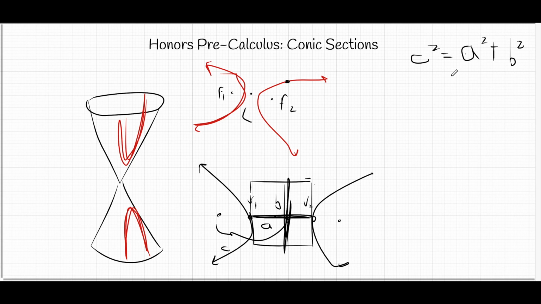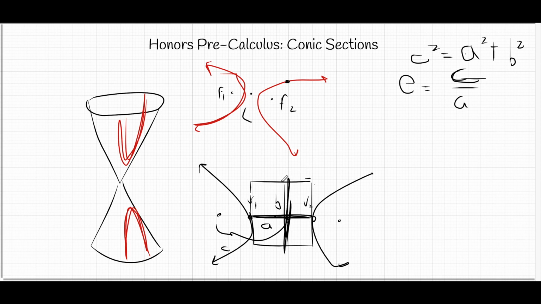All right. Now, we've got the eccentricity again. Eccentricity is again C over A, but we just established that C is going to be longer than A in all cases, so the eccentricity of a hyperbola will always be greater than 1.